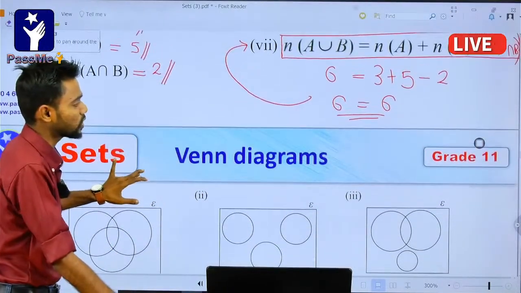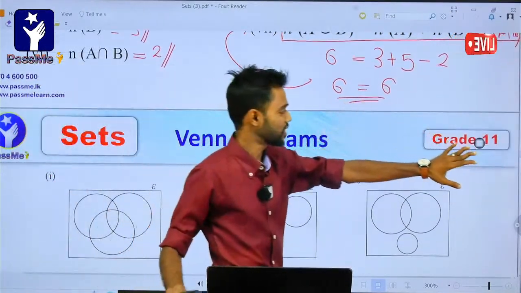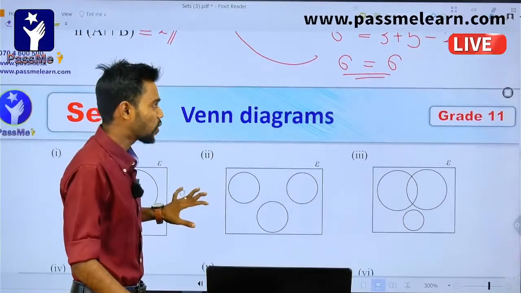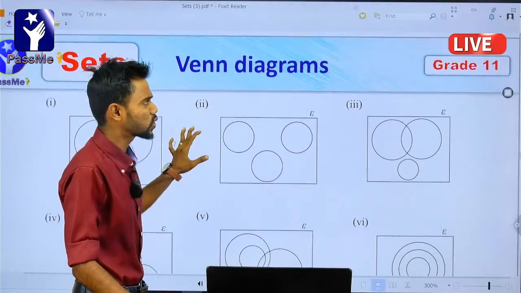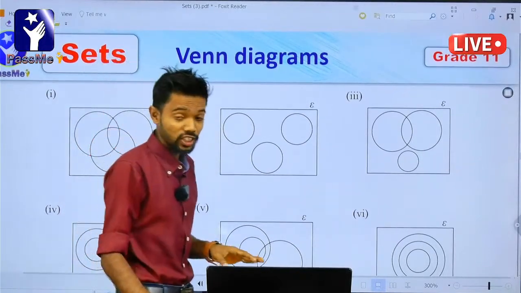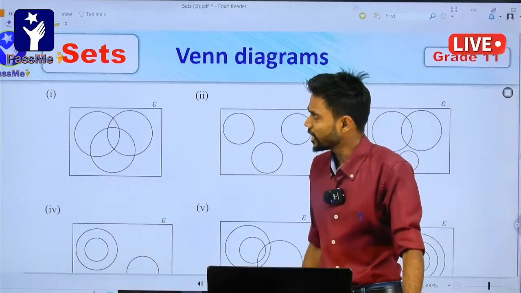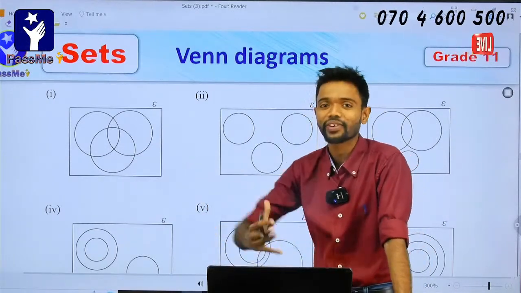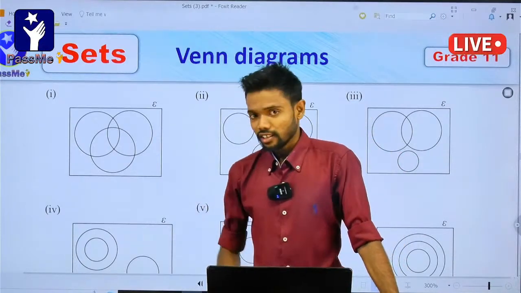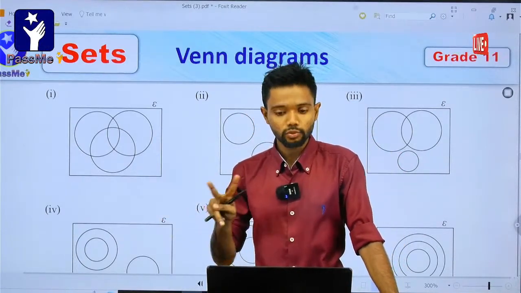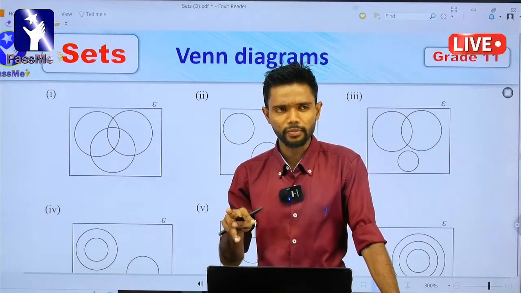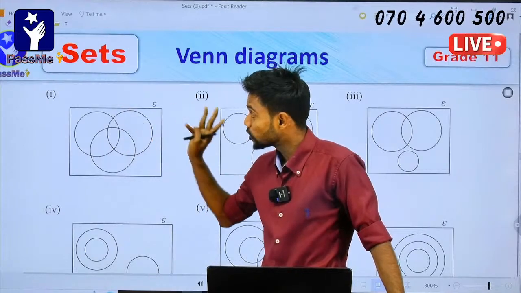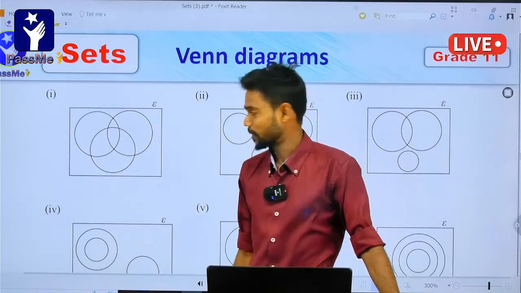Okay, shall we move to the set in grade 11? Right now, you have to come with me to the grade 11 set. So there are a few things here to learn as a new thing. Looking at this kind of Venn diagram, the only difference is that up to now we have discussed two sets. Now onwards we have to look into three sets, actually.